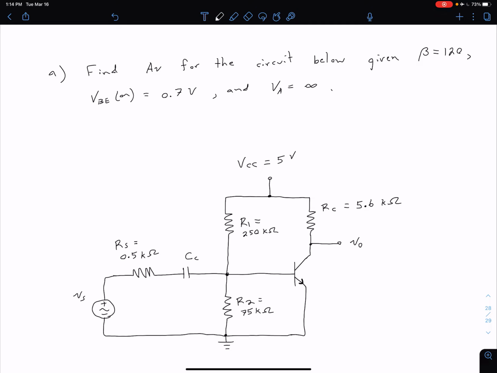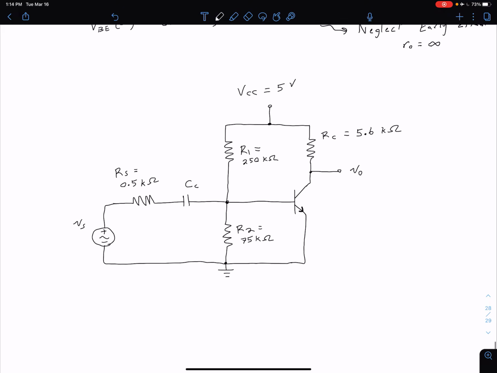A quick note we've mentioned before: when we see this VA equals infinity, what this tells us is that we're going to be neglecting our early effect. So neglect early effect, or in other words, our small signal output resistance of our transistor is going to be infinity. You might see that presented in any of those three ways.